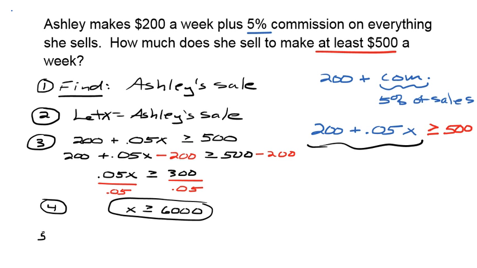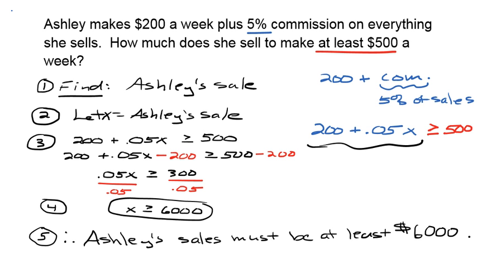Now step 5 is my conclusion, so therefore, but before I write anything down, let's think through this. x is her sales, and they have to be greater than or equal to $6,000. So the best way to write that would just be to say Ashley's sales need to be at least $6,000. So there we have our conclusion. Ashley's sales must be at least $6,000. Okay, let's look at another one.